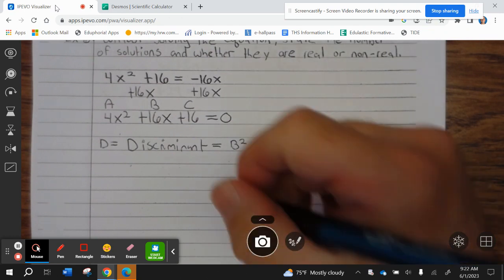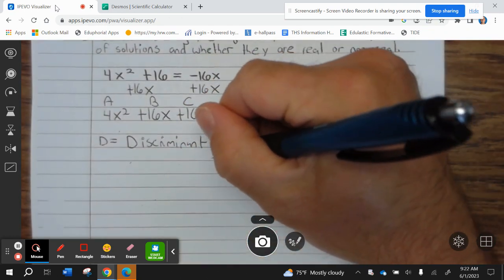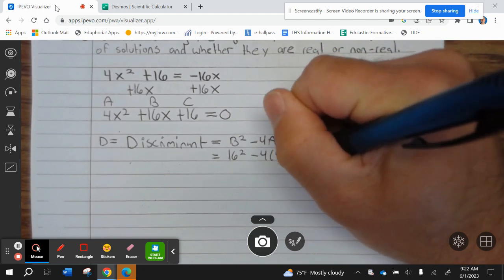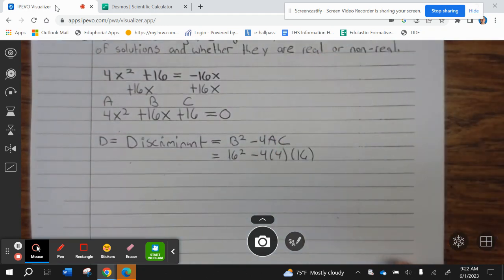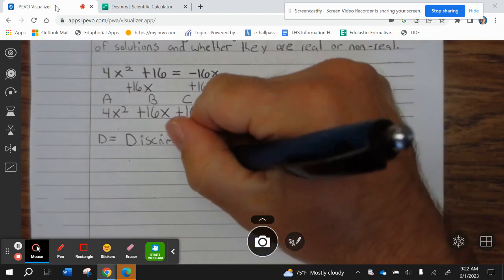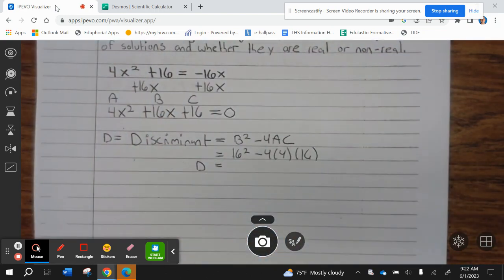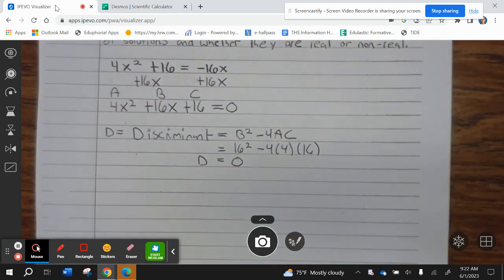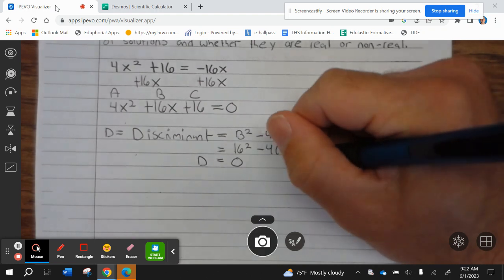Okay, so that's 16 squared minus 4 times 4 times 16, which, when you put this in the calculator, will equal 0. Since the discriminant equals 0, there is one real solution.